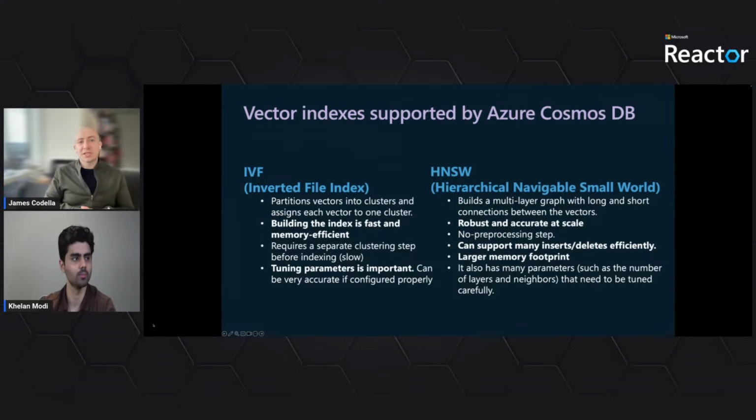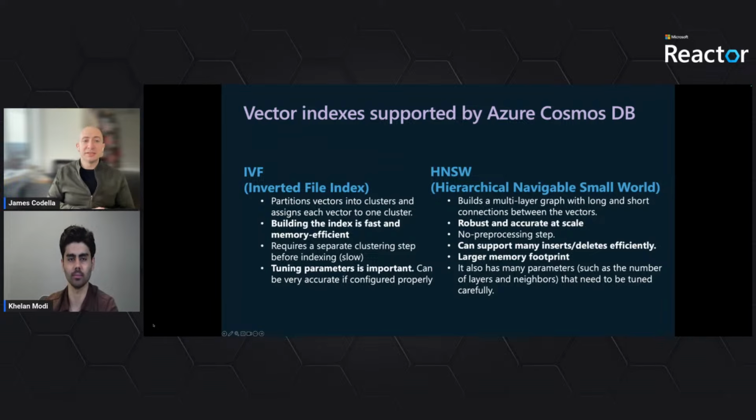We've also launched the HNSW algorithm for vector indexing in Cosmos DB for MongoDB vCore. And this is the hierarchical navigable small world algorithm. It's sort of a mouthful, but the idea is that it builds a multi-layer graph with long and short connections between the vectors. And so HNSW tends to be very robust, highly performant in terms of the queries per second or vector searches per second. So really good at throughput and also being quite accurate at scale.